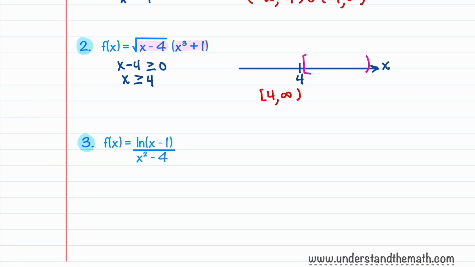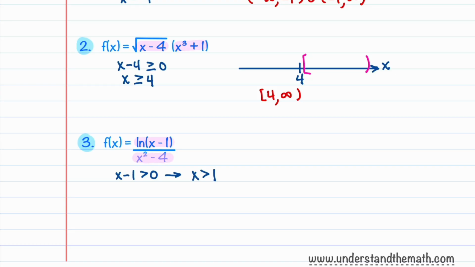Now let's look at our third example. We'll look at our natural log function first. A natural log is only defined if what is inside the natural log is greater than 0. So we're going to set x minus 1 greater than 0, and that's going to give us that x has to be greater than 1.